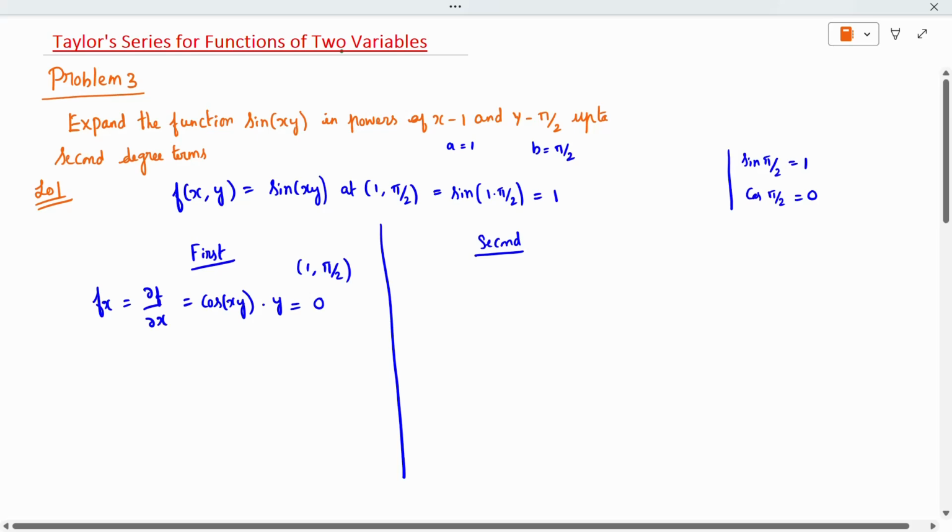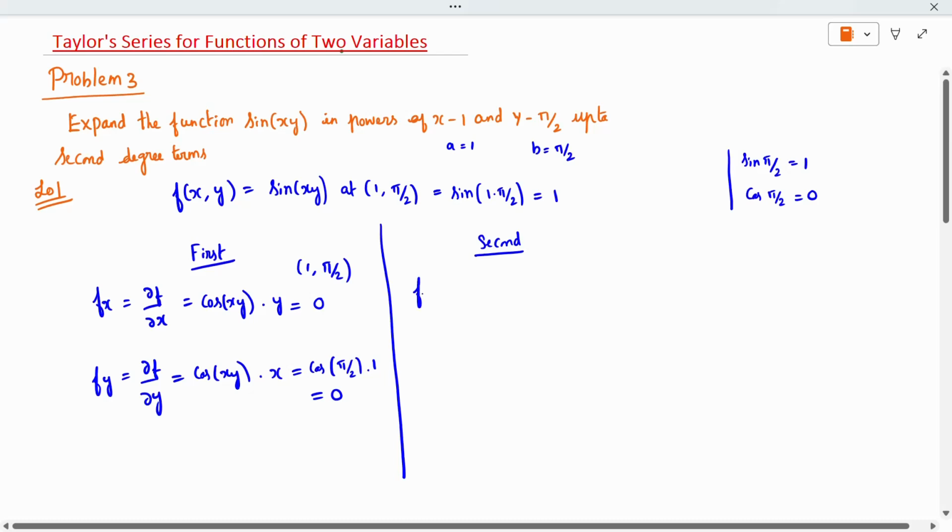In the same way, fy is dou f by dou y. Differentiating sin gives cos xy, now with respect to y. So x is constant, y differentiates to 1, so it is x into cos xy. Now substituting x is 1 and y is pi by 2, cos pi by 2 is 0, so fy is also 0.